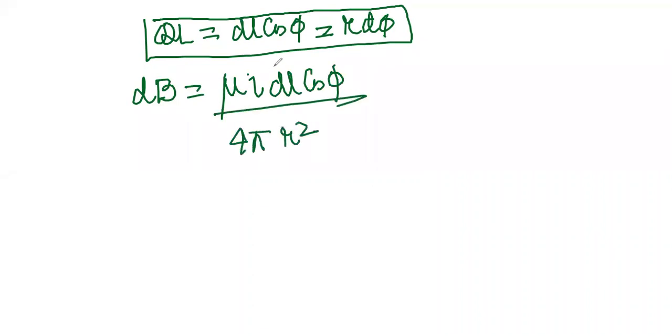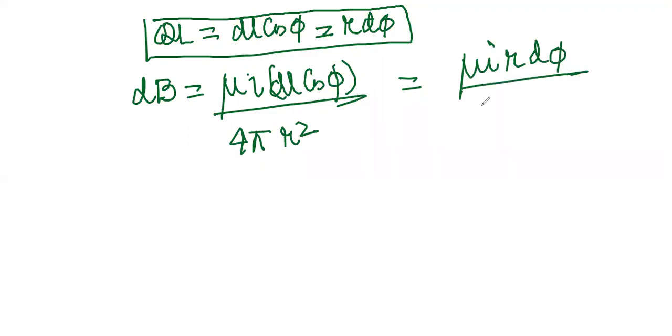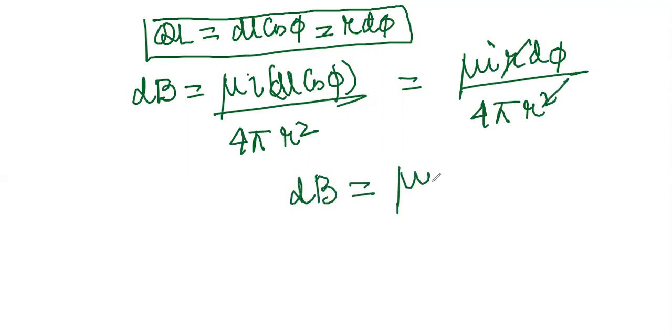So what can I get? Can I not replace this dl cos phi by r d phi over here? So I'll get mu I r d phi divided by 4 pi r square. So r and r get cancelled. You are left with dB equals mu I d phi by 4 pi r. So you have got this dB.